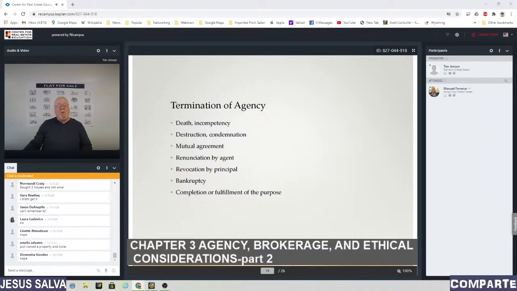Revocation by the principal. The principal, the buyer or seller, must show cause as to why that agreement should be terminated. Bankruptcy by either party terminates an agency agreement, or completion or fulfillment of the purpose for why the agency agreement was created no longer exists, or it's completed.